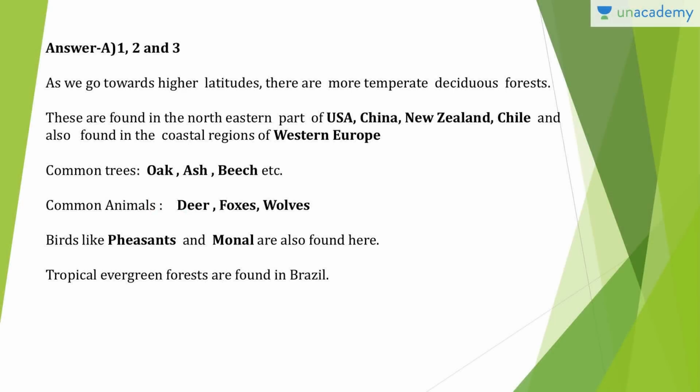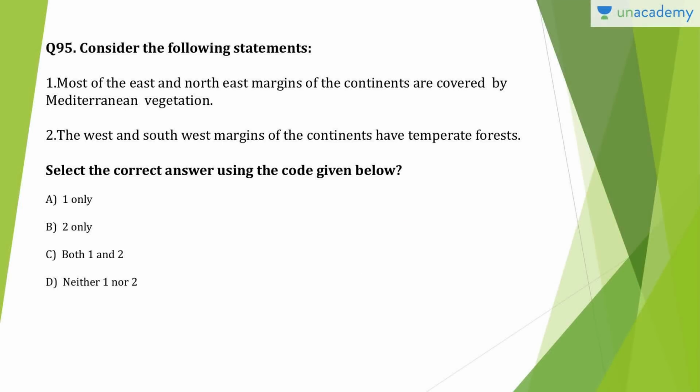So as we go towards the higher latitudes, there are more temperate deciduous forests. They are found in the northeastern part of US, China, New Zealand, Chile, and also found in the coastal regions of Western Europe. And common trees here will include your oak, ash, beech, etc. And common animals will include deer, foxes, wolves. And birds like pheasants and monal are also found here. And tropical evergreen forests are also found in Brazil. So answer here becomes A, that is 1, 2, 3.